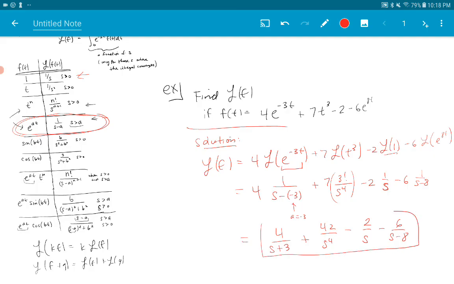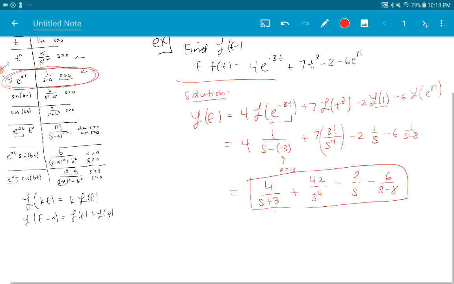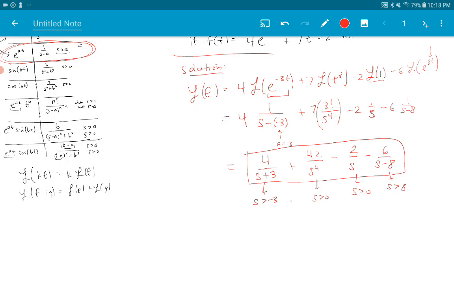That's the function. Now, if we want to know where it's defined, remember, this first piece is defined when s is greater than negative 3, because a was negative 3 there. The second piece is true when s is greater than 0, same with this one. This last piece is true when s is greater than 8, because a was 8 in that problem. So all of these have to be true. So you have to find one condition where all of these are true. So it's like a logic problem.